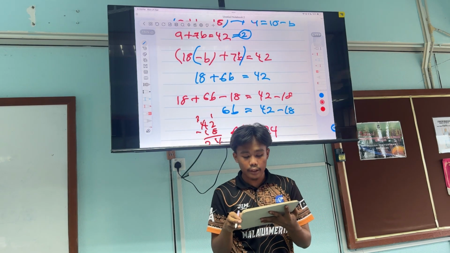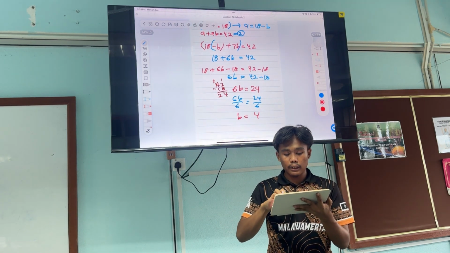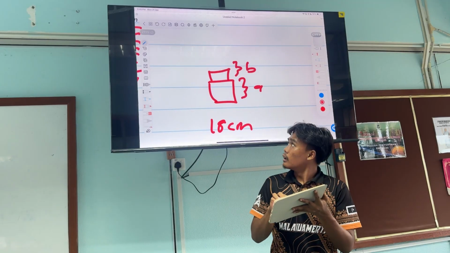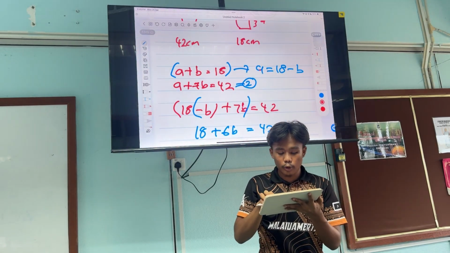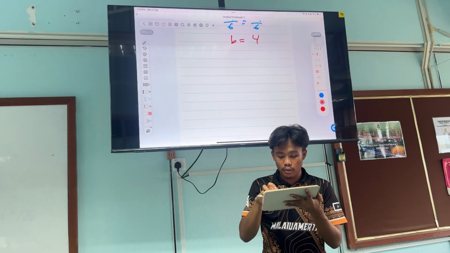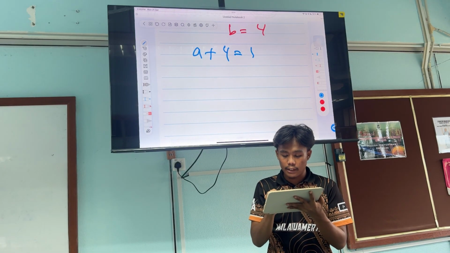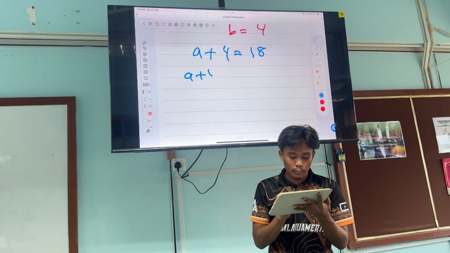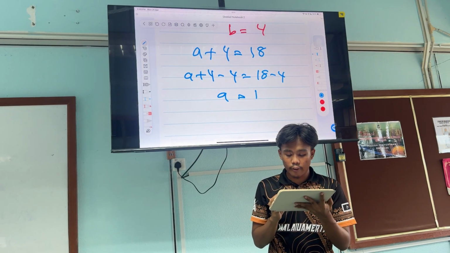In order to find A, we can use this equation, A plus B equals 18, as you can see here. So we replace B with 4. So A plus 4 equals 18. So A plus 4 minus 4 equals 18 minus 4. So A equals 14.